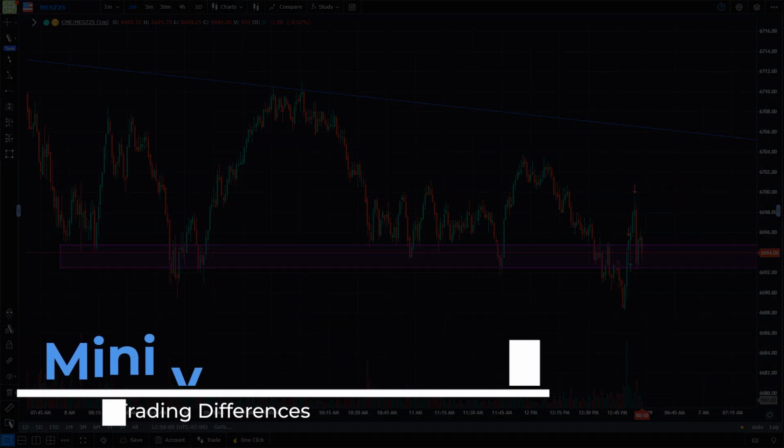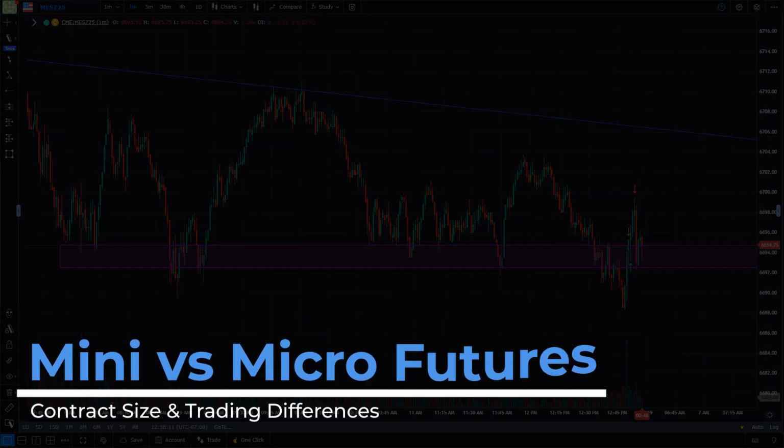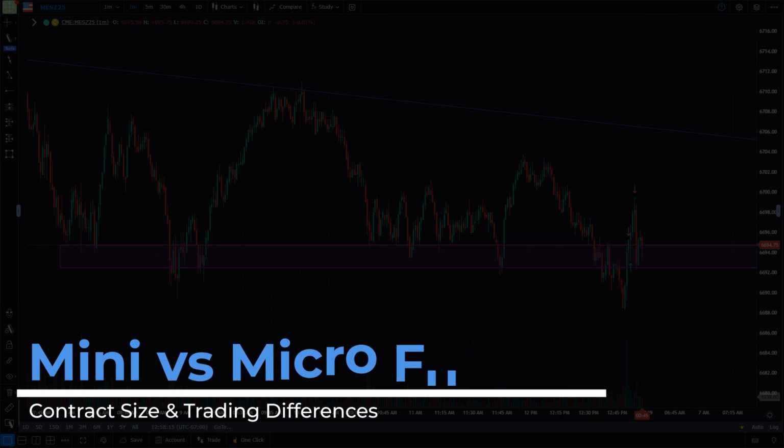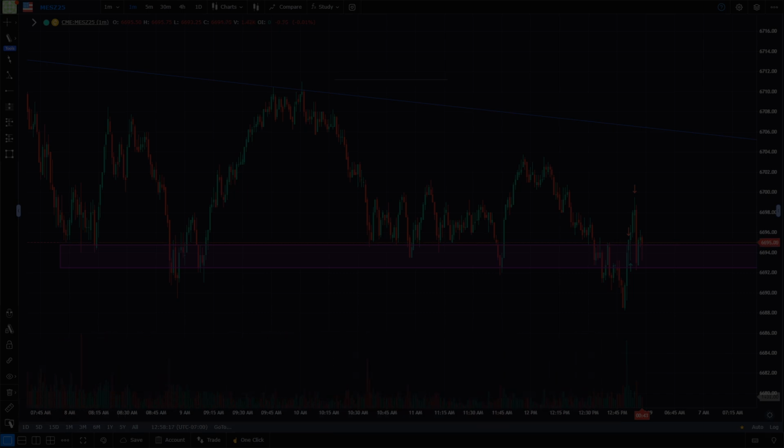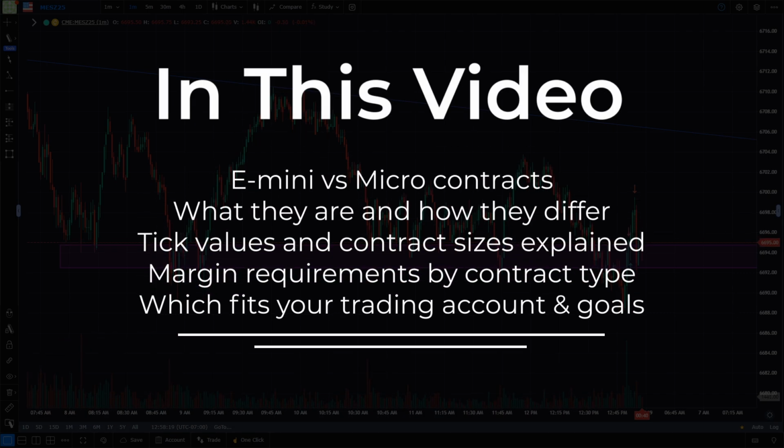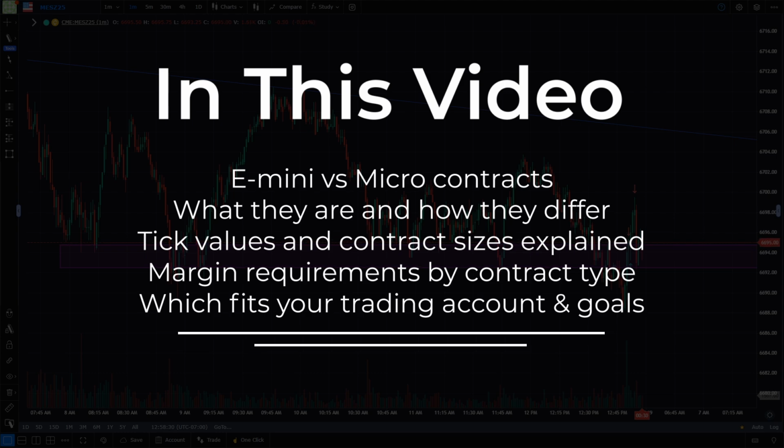Today we're going to break down the two main types of futures contracts, E-mini and micros. We'll go over what they are, how they're different, what they have in common, and most importantly, which one might be the right fit for your trading. By the end of this video, you'll understand contract sizes, tick values, margin requirements, and how to use them depending on your account size and goals.